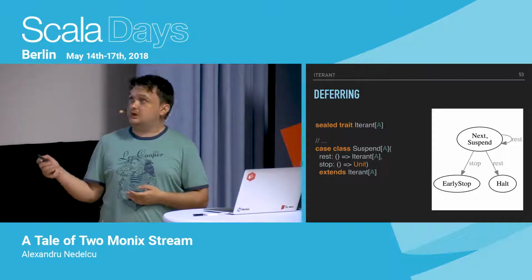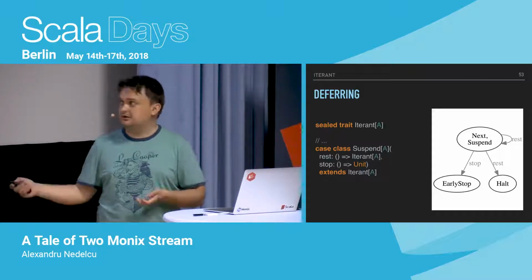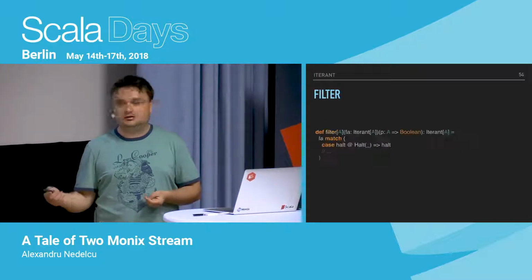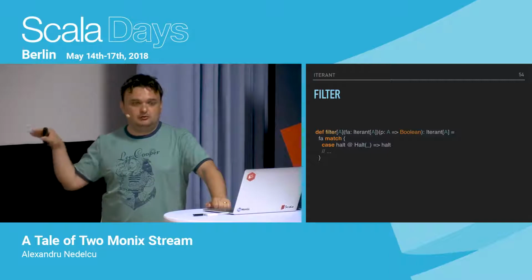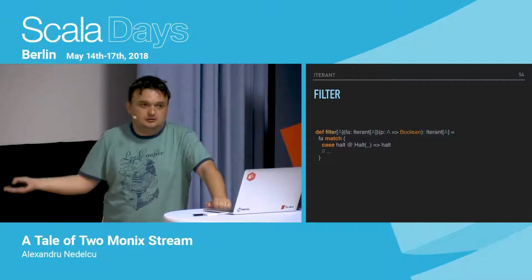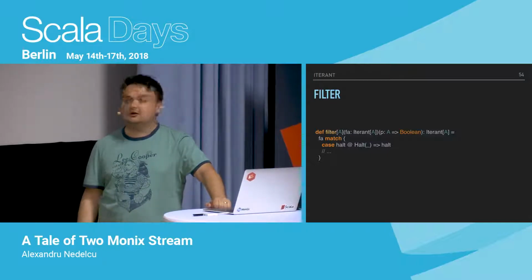So right now we can have, like in the stream, next, suspend, let's say, until the end of the stream, which can terminate either in halt or in early stop. This is a state machine. And how do you work with this? You build an interpreter for it, and, I mean, like FP developers, you start doing pattern matching like crazy.